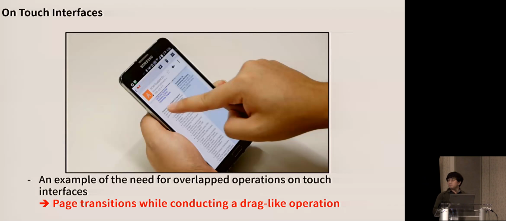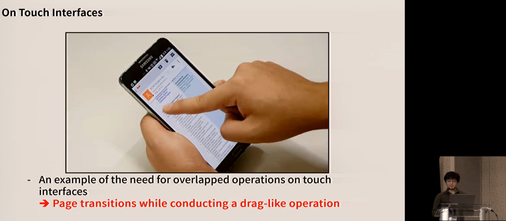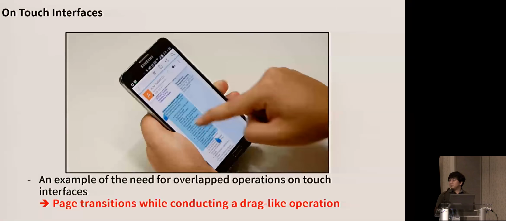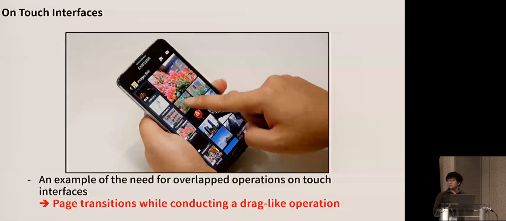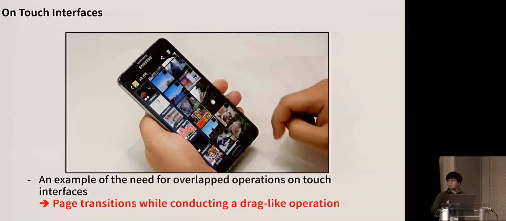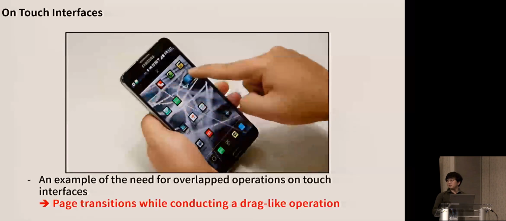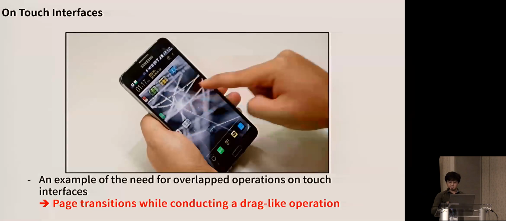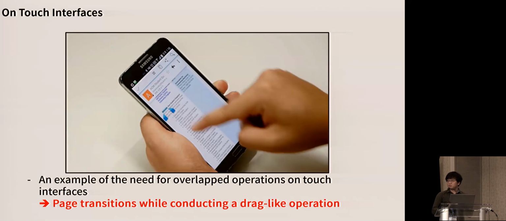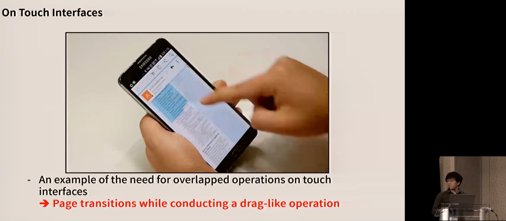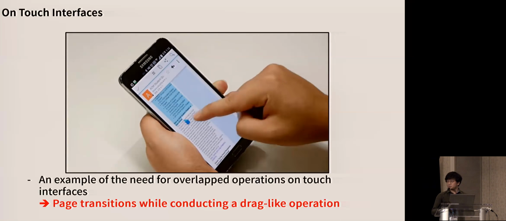A typical example of the need for overlapped operation on touch interfaces is page transitions while conducting direct-line operations. However, as you can see in the video, it is difficult to distinguish the page transition operations from the direct-line operations because they have similar finger movements on the touch screen. So users have to switch the mode of operations, or they have to trigger additional GUI handles.